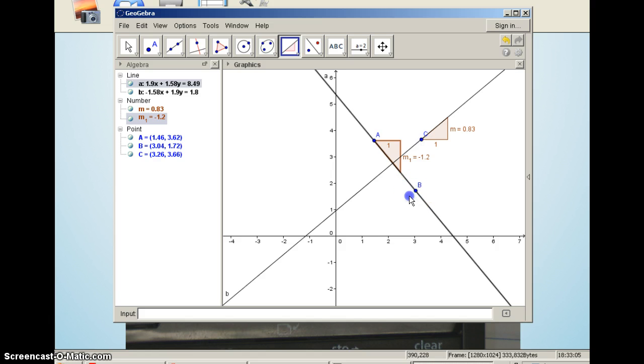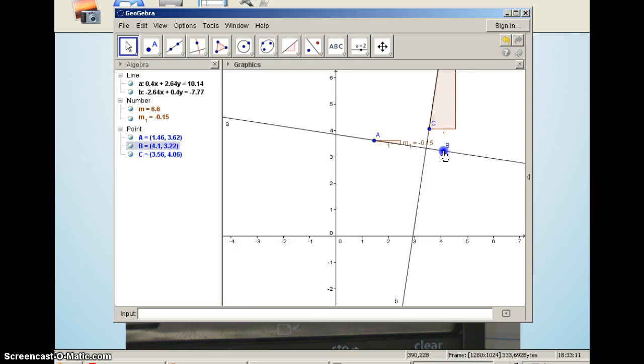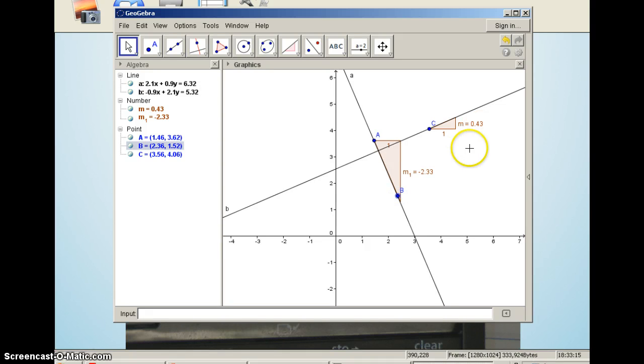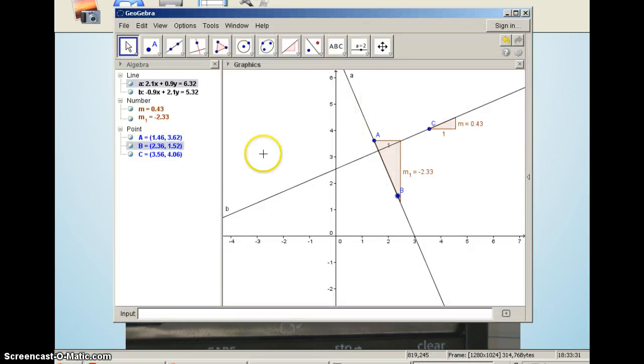Now, if I were to adjust this line in any way, let me adjust this slope here. You'll see that the other has to adjust, and we get another number here. So here we go: -2.33 times 0.43. And if you do that, you'll get -1.0019, which is basically -1. All right, so back to our work here.